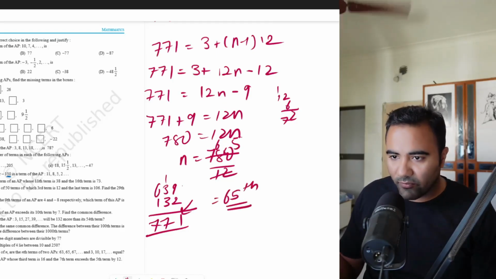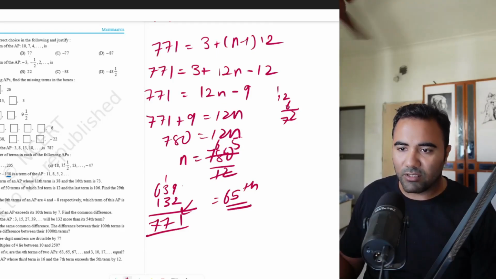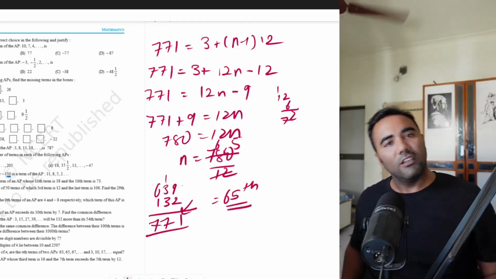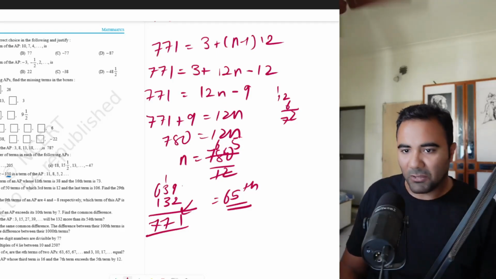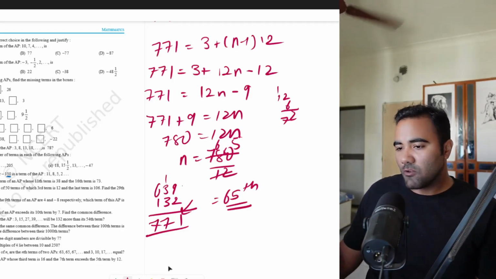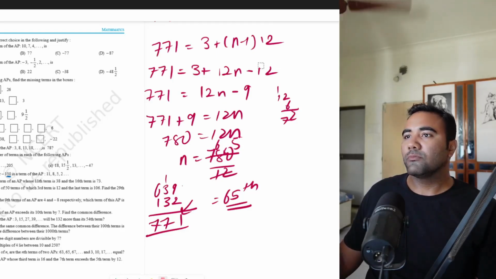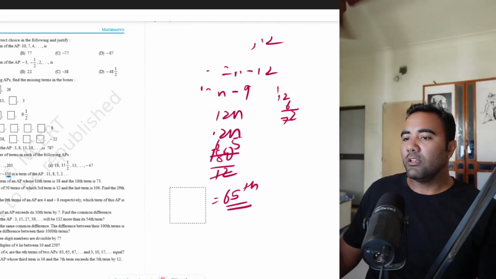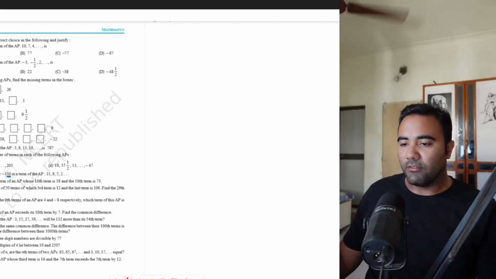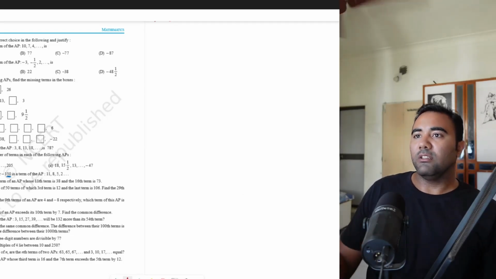So yes, which term is 132 more than the 54th term? The 65th term. Okay, so easy. All right, let's move ahead. We come to question number 12. Let's see.